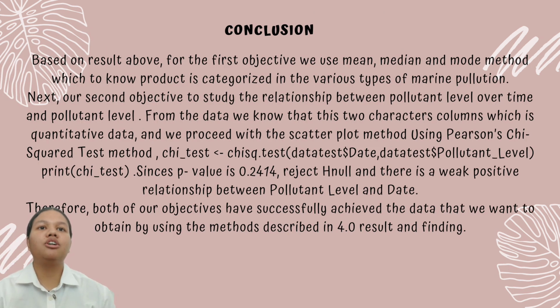So in conclusion, for the first objective, we use the mean, mode and median methods, to know how pollution is categorized in the various types of marine pollution. For our second objective, to study the relationship between pollutant level over time and pollutant level from the data, we know that these are two columns of quantitative data, and we proceed with the scatter plot using Pearson's correlation method, as you can see on the slide. Since the p-value is 0.2414, we fail to reject H null, and there is a weak positive relationship between pollutant level and date.